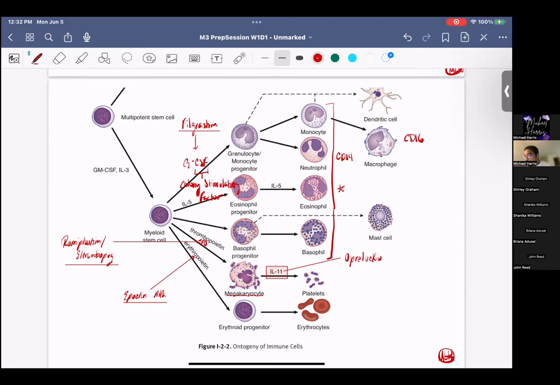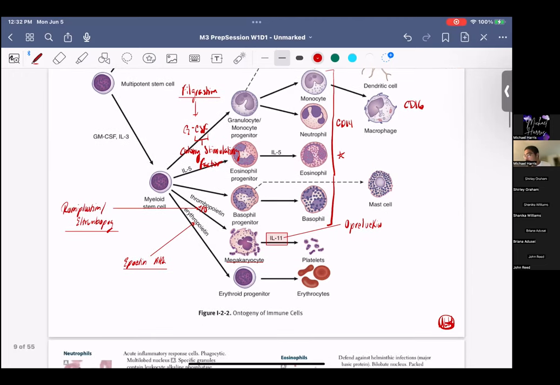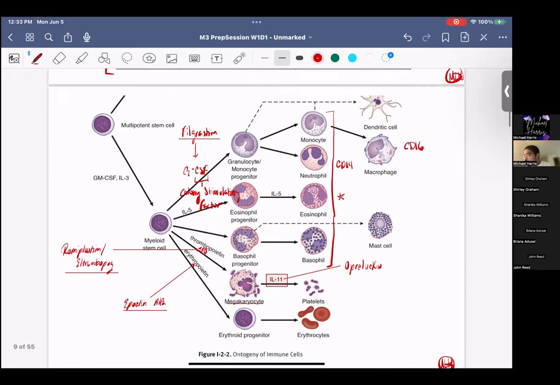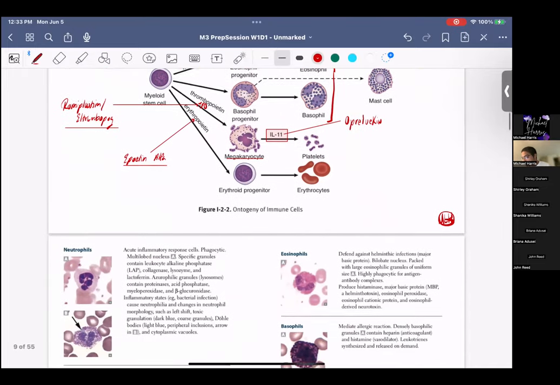Okay? So you have to remember those interleukins as well as the CD markers. CD markers, I'll be able to break it down for you a little bit easier, but interleukins, there's nothing else I can do for you. You just got to memorize it.